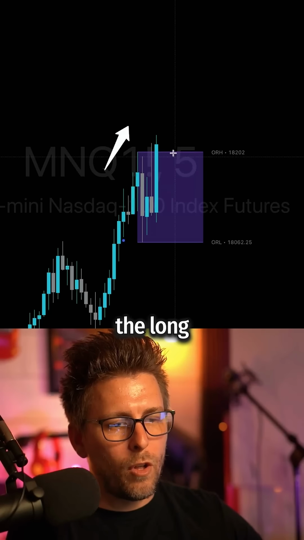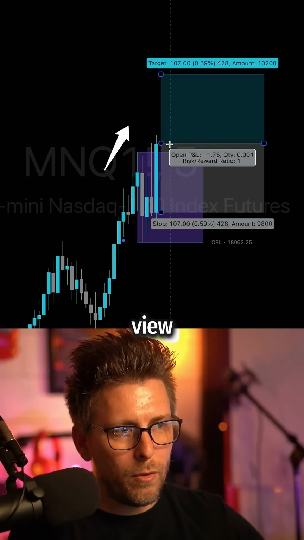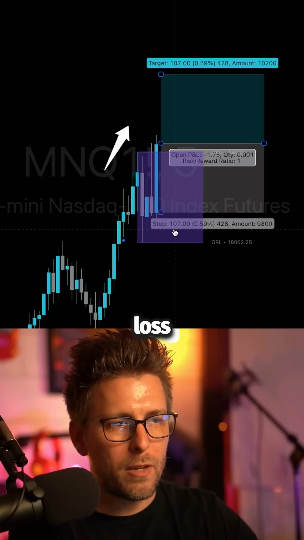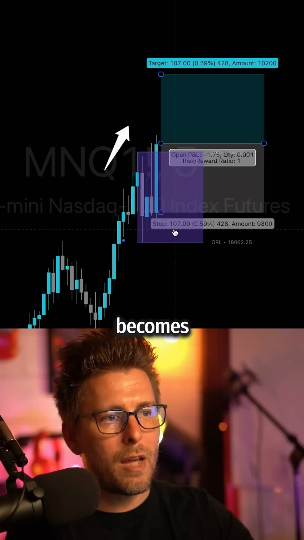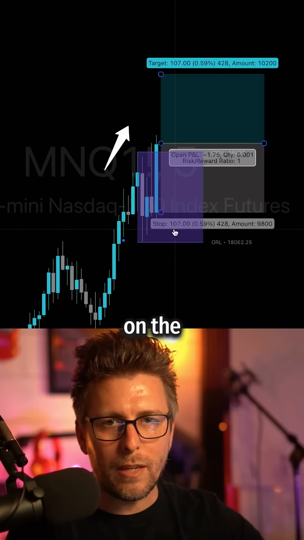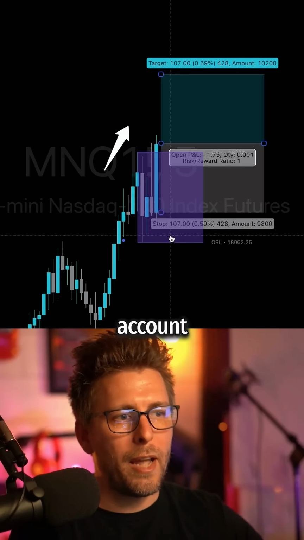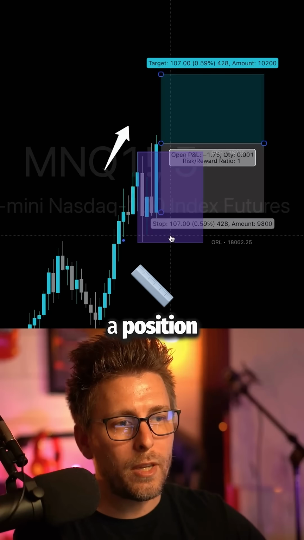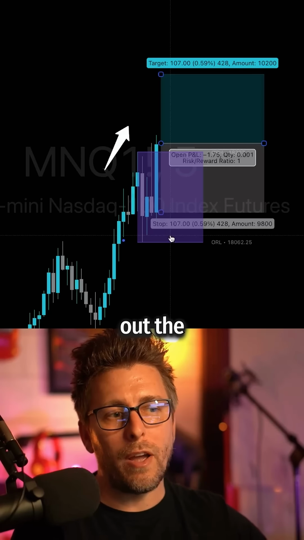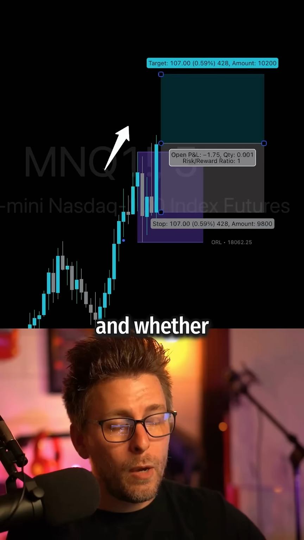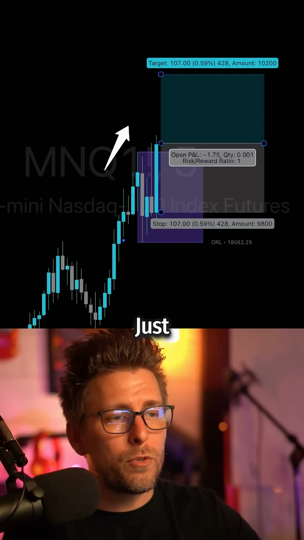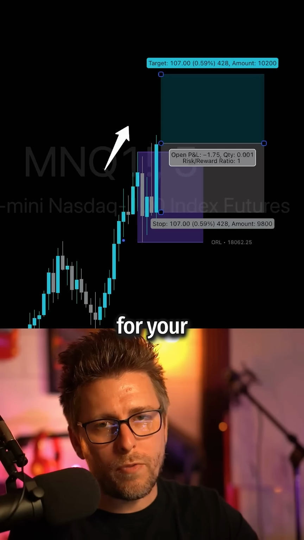Then I use the long or short tool in TradingView. I don't force a fixed stop loss distance. I let the chart tell me, so the stop becomes dynamic based on the volatility on the screen. Once I see the stop loss distance, I decide what percentage of my account that I want to risk using a position sizing calculator to figure out the exact size of the trade. And whether you're trading CFDs or futures, just use a sizing calculator that works for your platform.